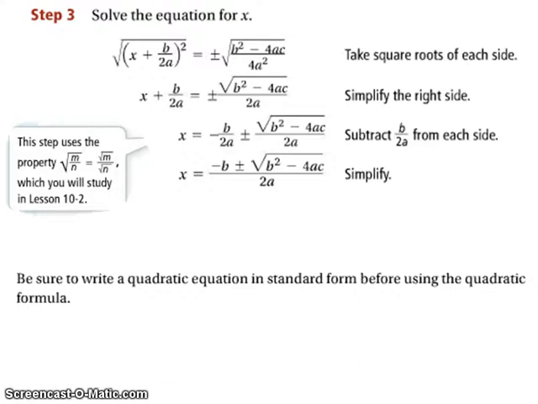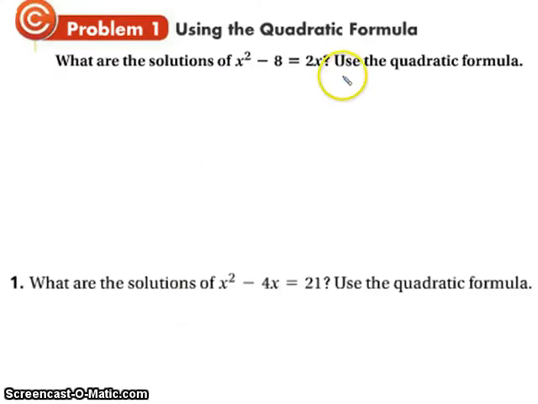Okay, so here's the first problem. The first thing we need to do is recognize if this is in standard form, and right now it's not, so we simply move it into standard form. X squared minus 2x minus 8 equals 0.